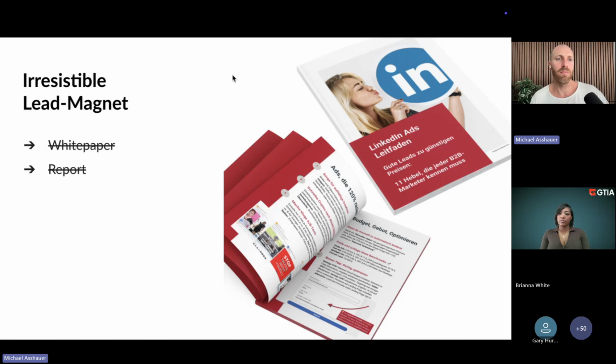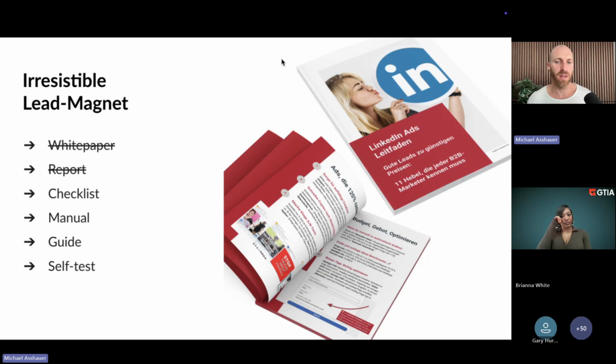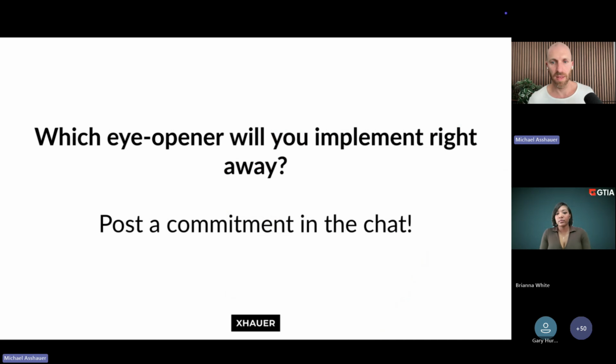They publish a white paper, they publish an industry report or whatever. But here again, be different. Better call it something like a checklist, a manual, a step-by-step guide. You can also do a self-test or self-assessment, which we had some very nice experiences with lately. Of course that needs to match the content within the PDF, but be different and don't go for a white paper or report, because that's what everyone does, and this again will then lead to cheaper and better leads in the second phase, the lead generation phase for you.